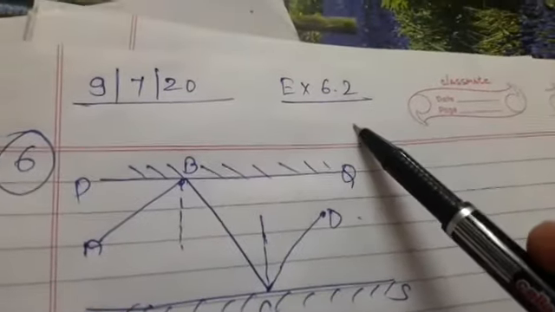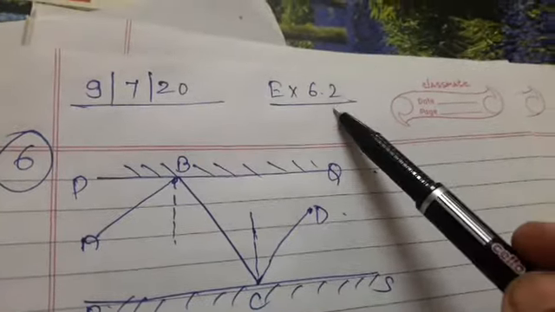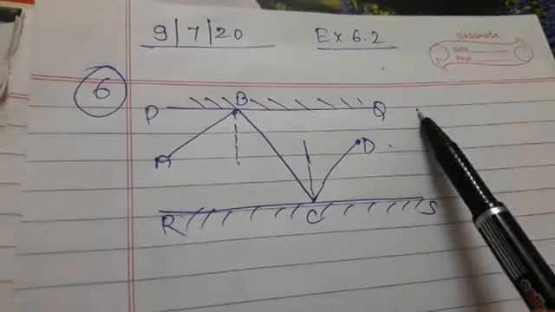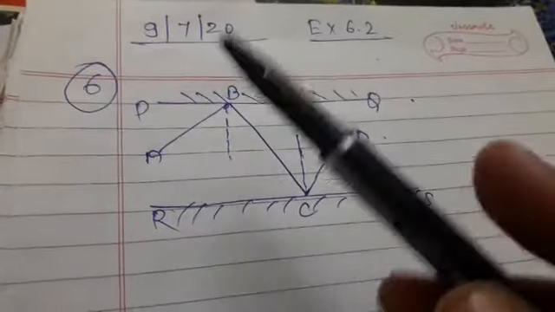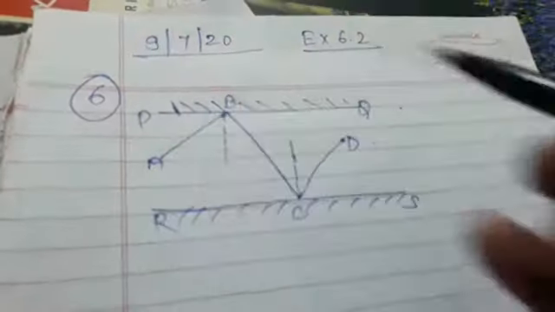Good morning, girls. I will take up now two more questions from exercise 6.2, and this is question number 6, for which I have drawn a diagram here. You can see that PQ is parallel to RS, and these are the two mirrors placed parallel to each other.